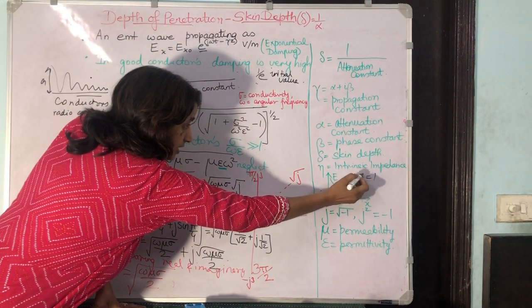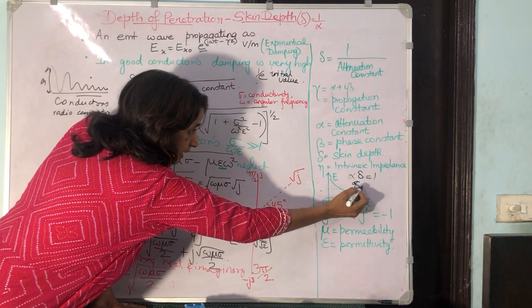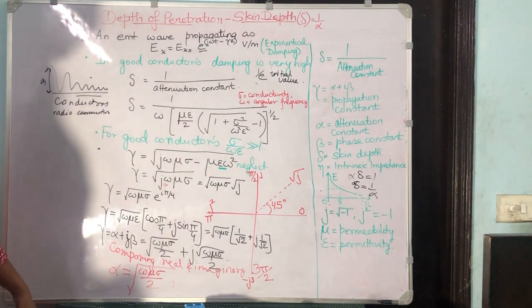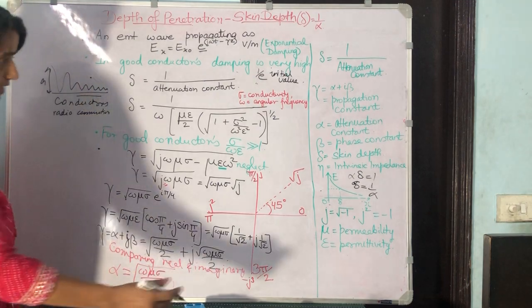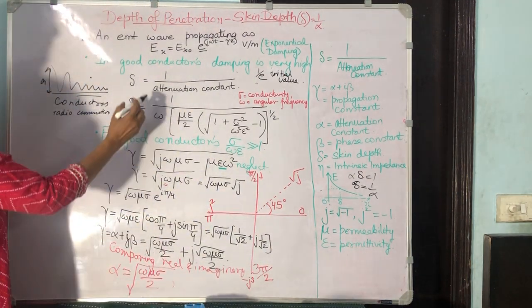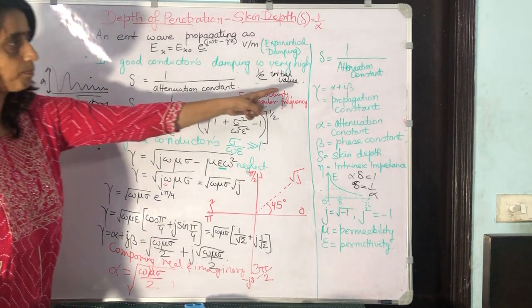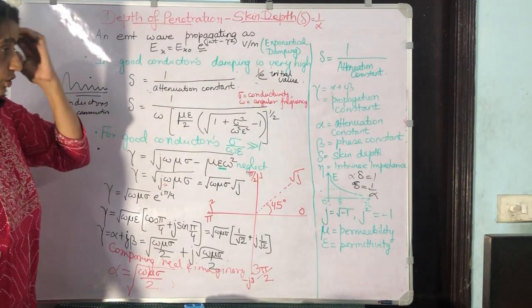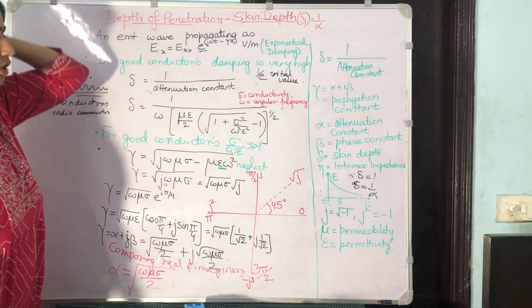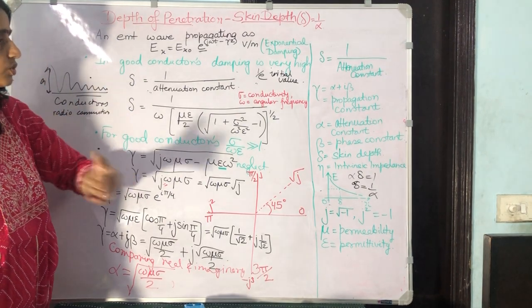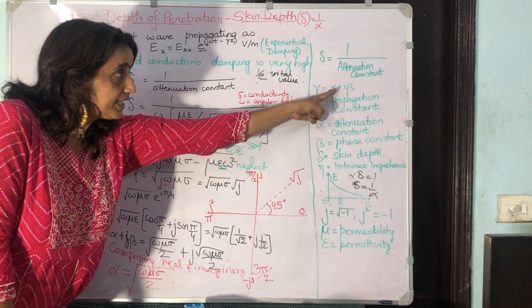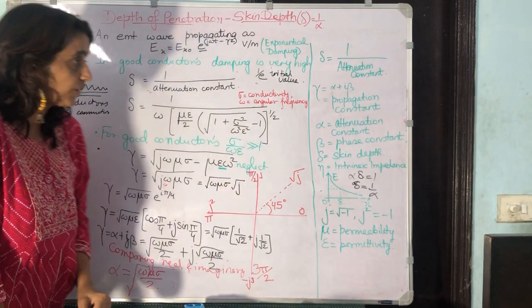So the penetration depth is 1 upon alpha, which is the attenuation constant, right? We know the propagation constant gamma is a complex quantity, alpha plus j beta, where the real part is the attenuation constant and the imaginary part is the phase constant.